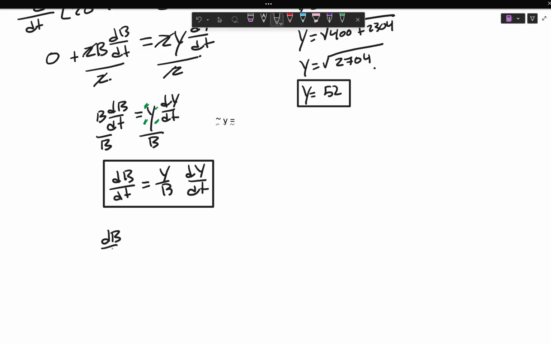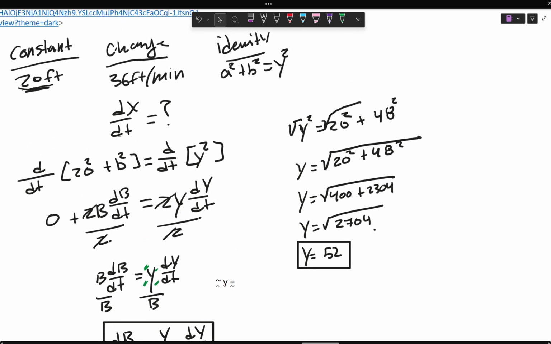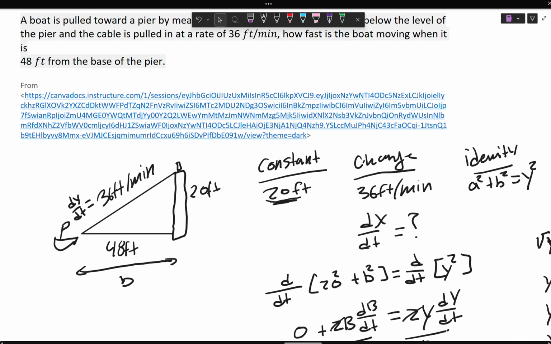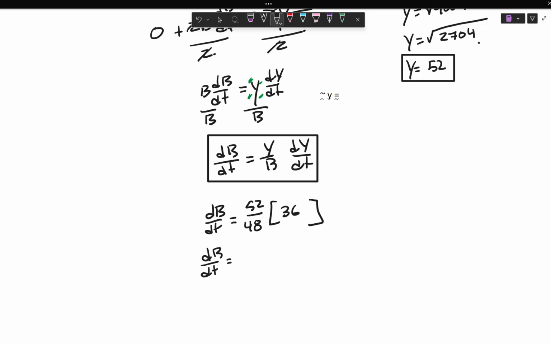So db over dt is equal to y, which is 52, over our b, which is 48, all this being multiplied by 36. So db over dt is equal to 52 divided by 48, times 36, which will be 39.